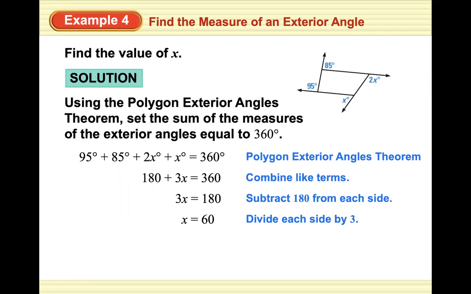Sorry. I did want to find the value of x, but if I wanted to find these two angles, I could now. This one, of course, is 60 degrees, and this one's 120 degrees. Notice in a four-sided figure, you've got some pretty big angles there. 95, 85, 120 is a pretty big angle. Okay, so in a four-sided figure, you're going to have some bigger angles because you've got to add up to 360.